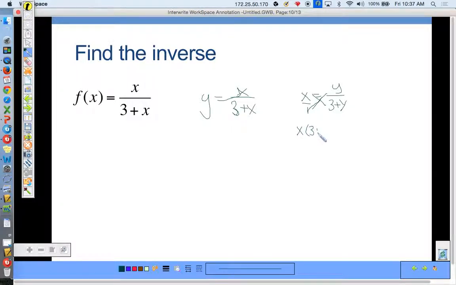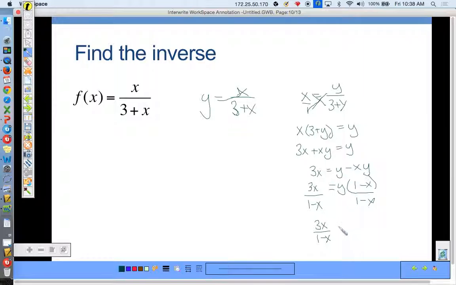x times 3 plus y equals y. So we have 3x plus xy equals y. Well, let's get the y's on the same side. So 3x equals y minus xy. If we factor out a y, we have y times 1 minus x. Then we can divide by 1 minus x. So 3x over 1 minus x equals our inverse.